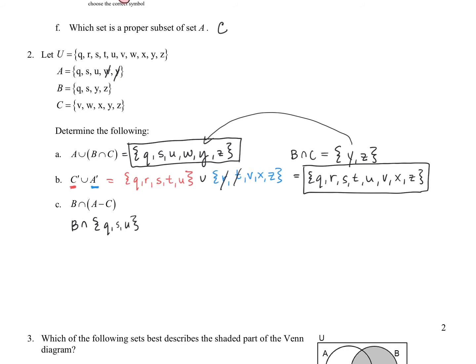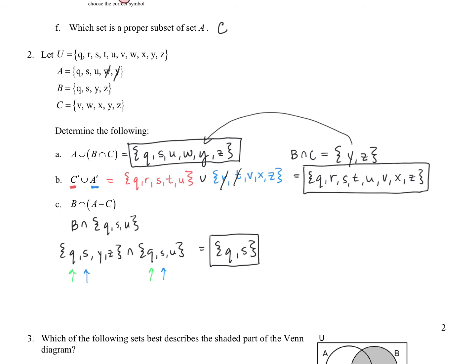Okay, now intersection means what they have in common. So if I want to write down B, I can. That's Q, S, Y, Z. Intersect Q, S, U. So I'm looking for what is in common here. So I can see Q is in common, S is in common, and those are the only two elements that are common. So my solution set would include the elements Q and S.